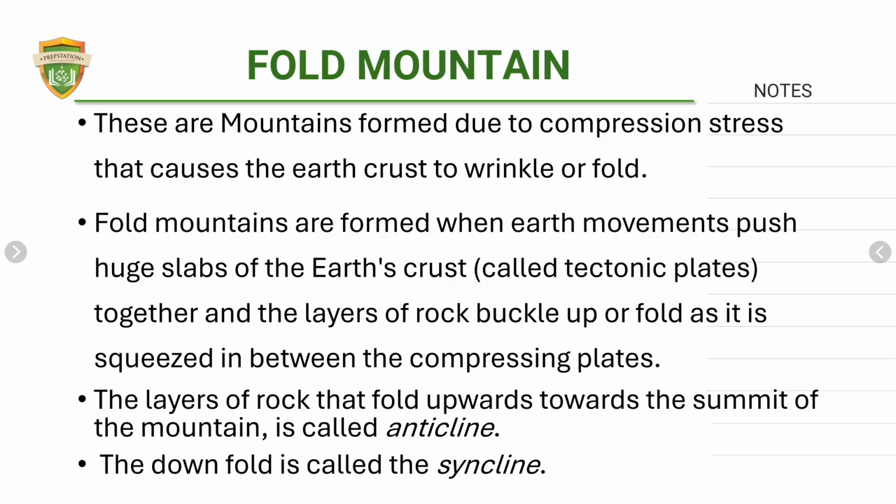Fold mountains are formed when earth movements push huge slabs of the earth's crust called tectonic plates. These bubble up or fold. The layer of the rock that is folded up towards the summit is called the anticline, and the side that folds down is called the syncline.